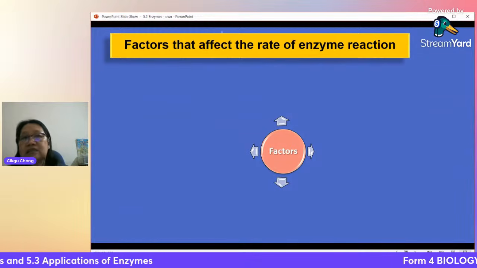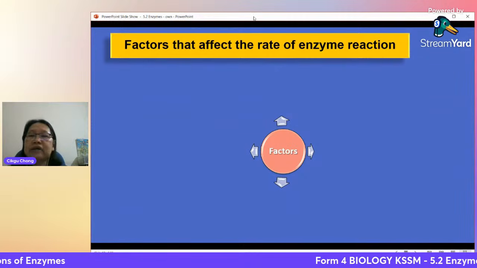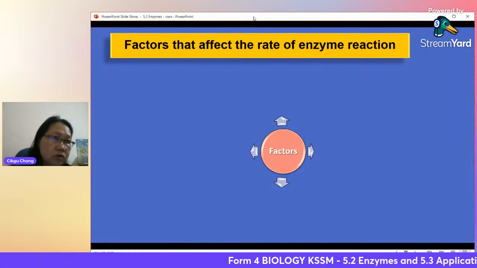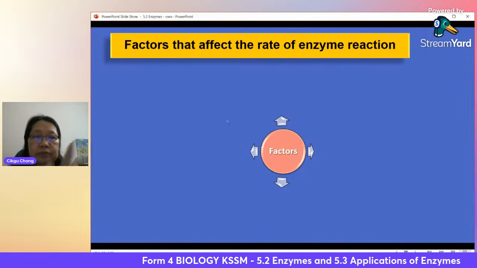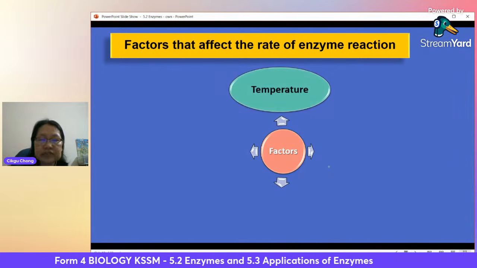What are the factors that affect how the enzyme reacts? I mean, fast or slow. All right. There are 4 factors. So always remember these 4 factors. So I'll show you first temperature.